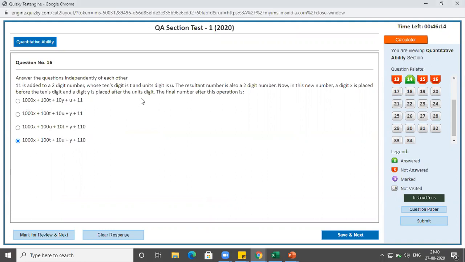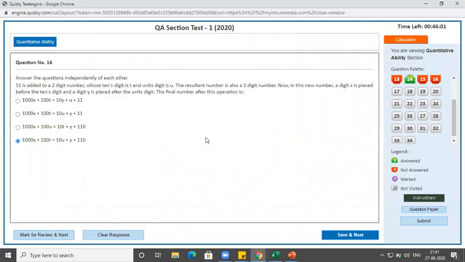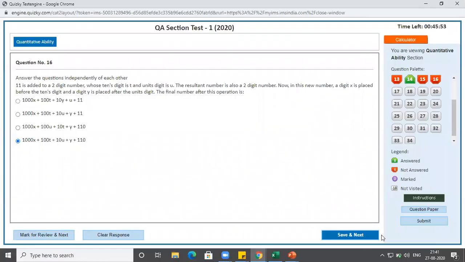Okay, so आगे भी देखना पड़ेगा. 1000X plus Y and then 100T ये हो गया plus 10U. इसके अंदर हमने ऐड करा था 11, right? But अब क्योंकि unit digit पे Y आ गया है, it has to be 0 also 110. So 1000X plus 100T plus 10U plus Y plus 110. 100T plus U plus 10. Okay, option D.